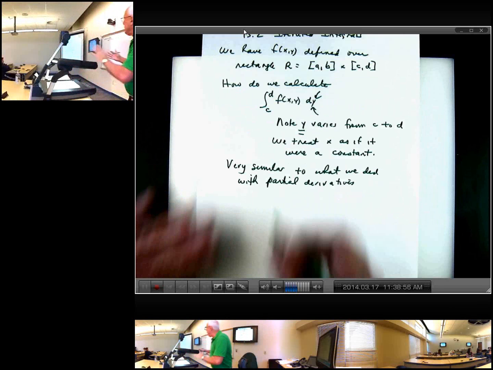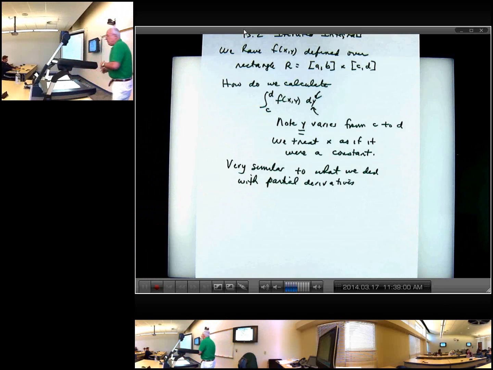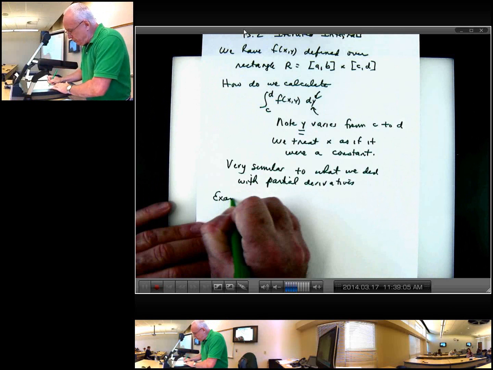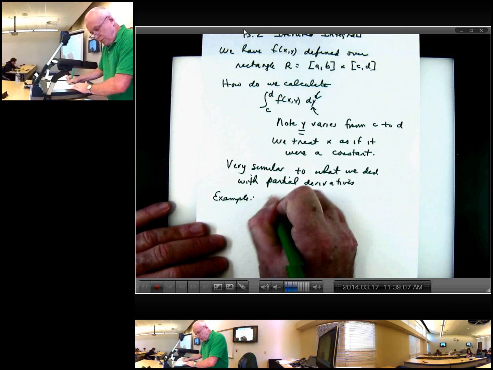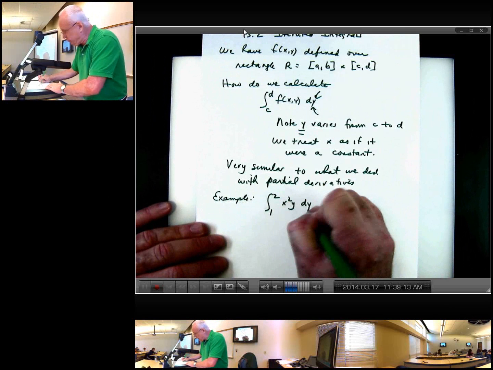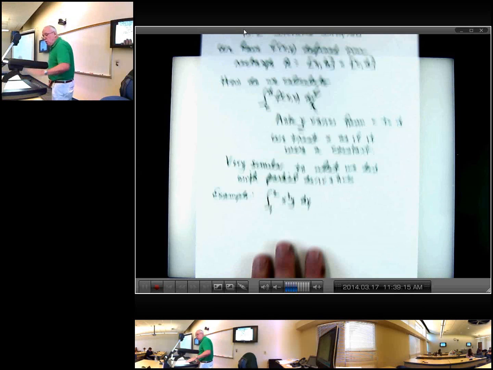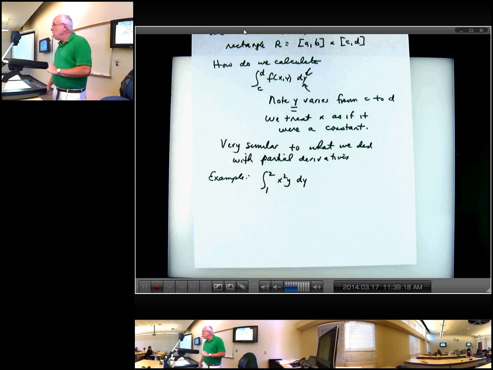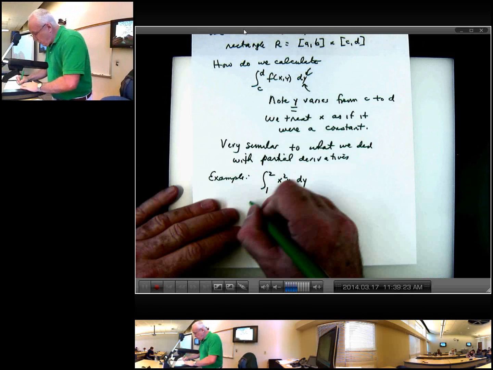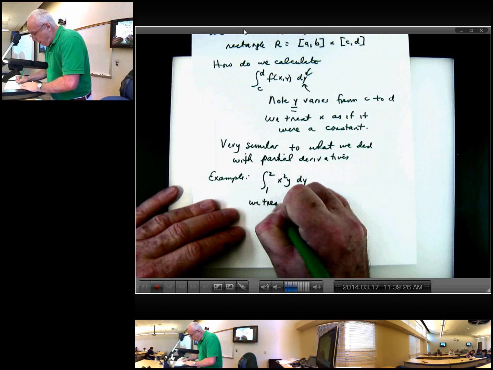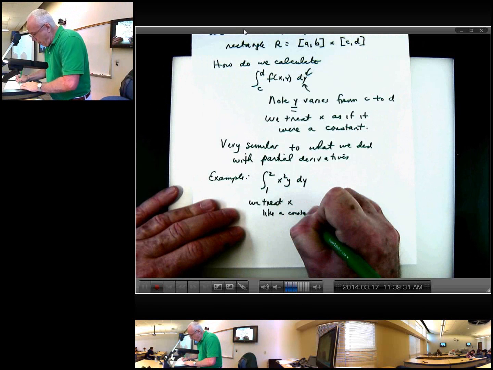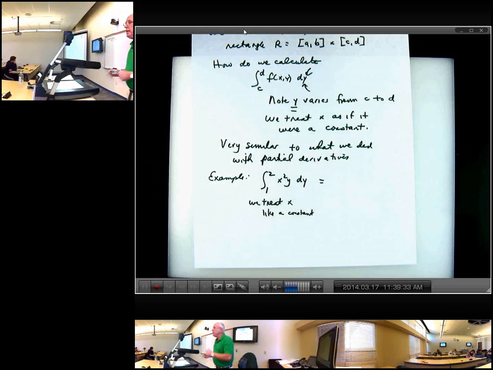Okay, and this is all going to get tied in with what we had talked about. Of course, that won't happen until Wednesday. But let's just do this one example here. Integral from 1 to 2 of x squared y dy. All right. So y varies from 1 to 2. X is treated like a constant.